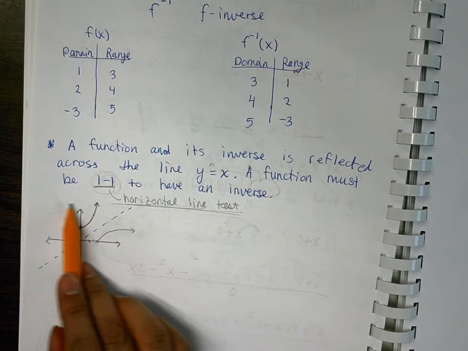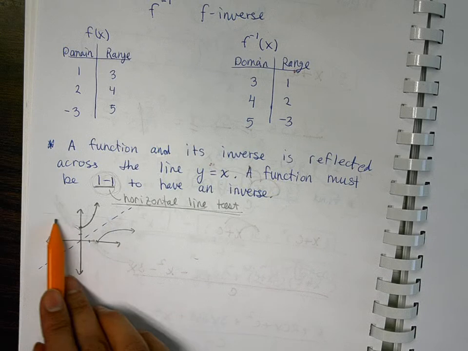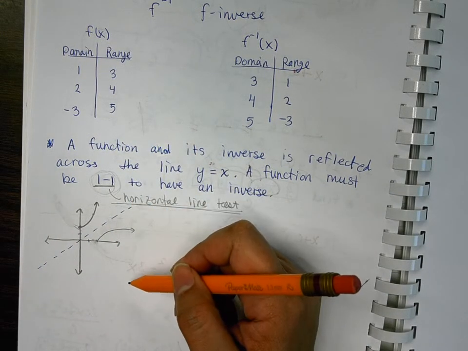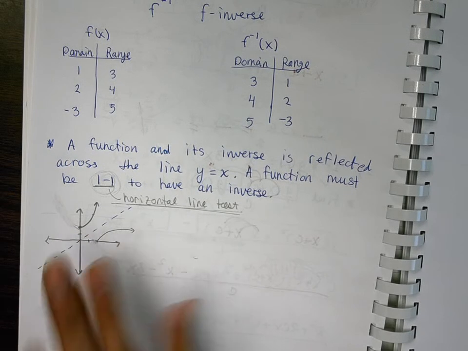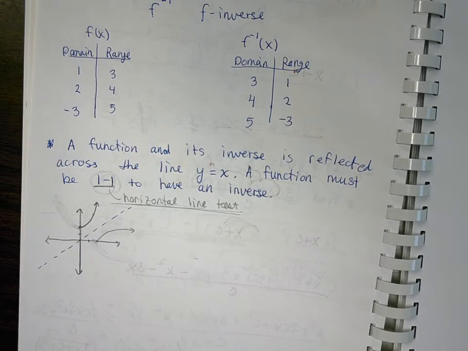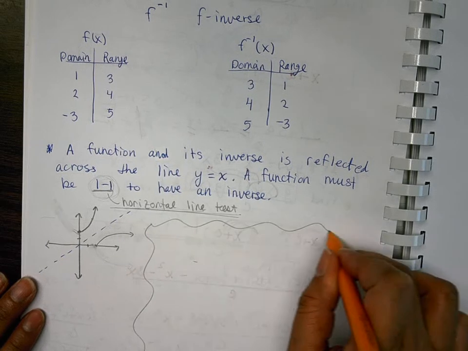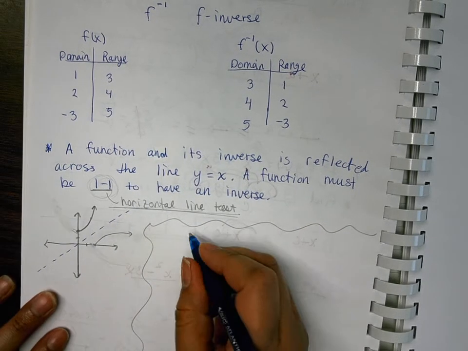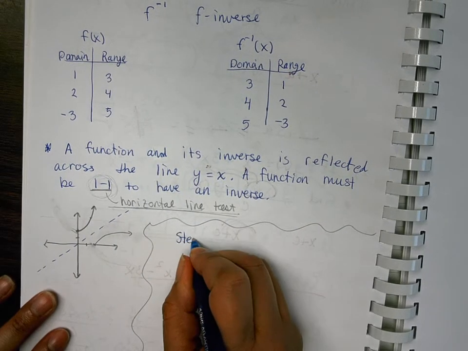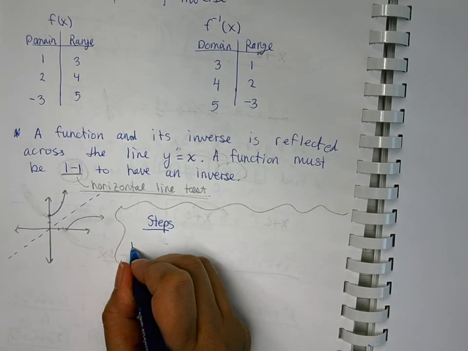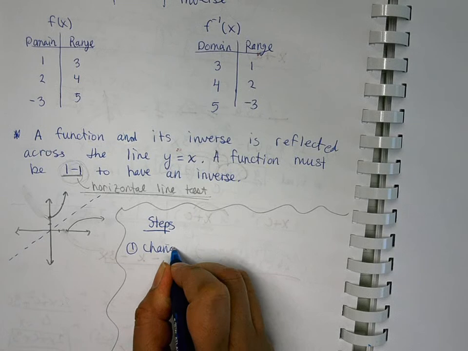I only gave half because when I'm dealing with only half, does it pass the one-to-one horizontal line test? Which means when I reflect, does it pass the vertical function test? All right, does that make sense? Yes? Questions? All right. I am going to give you, in this little section here, steps on how to find the inverse.